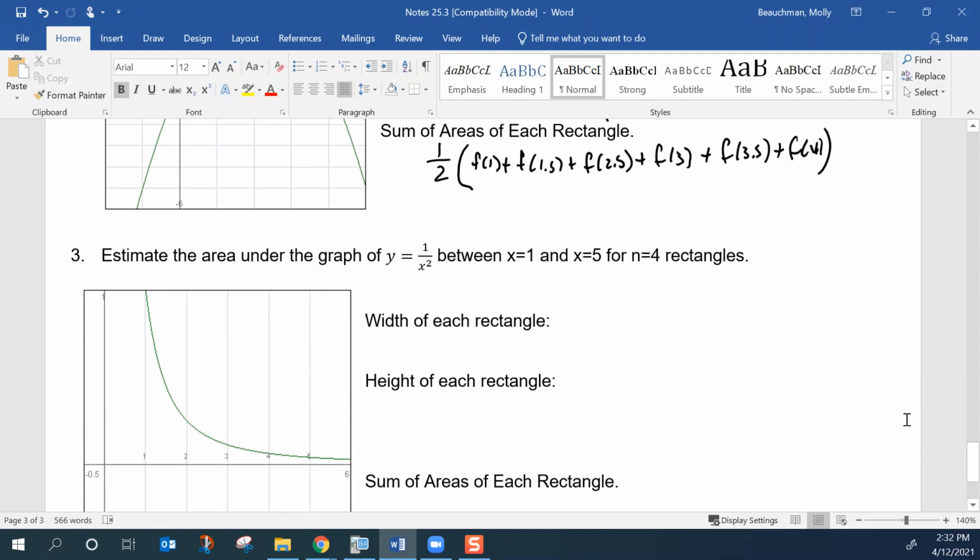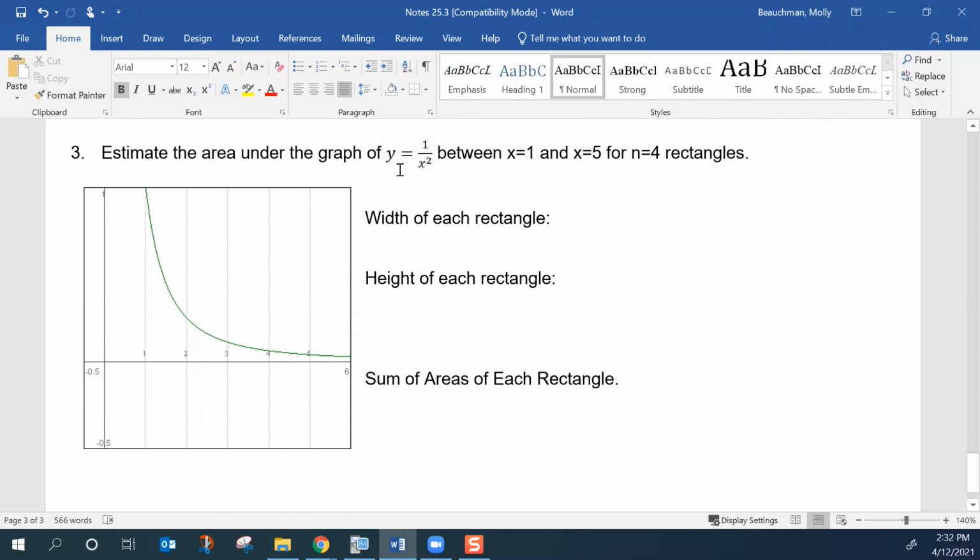Then the last one: estimate the area under the graph of y equals 1 over x squared between 1 and 5 for 4 rectangles. So draw the picture between 1 and 5. The width of each rectangle is going to be 5 minus 1 divided by the number of rectangles, which is 4, so the width of each rectangle is 1. And then the height of each rectangle depends. We want to make sure they're inscribed. So we don't want the height of the first one to be the function evaluated at 1 because we'd get a rectangle up above. So f of 2 is the height of the first rectangle.